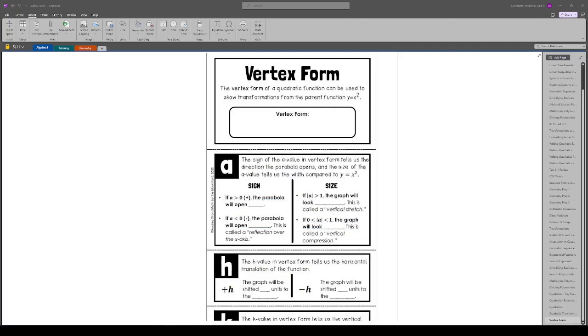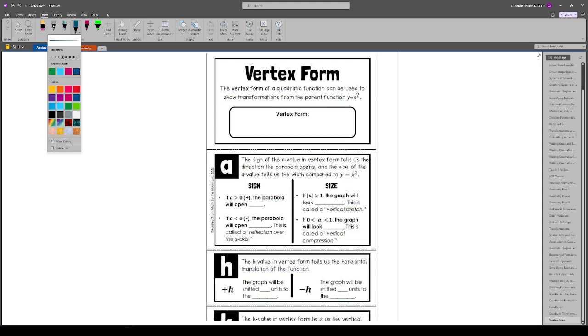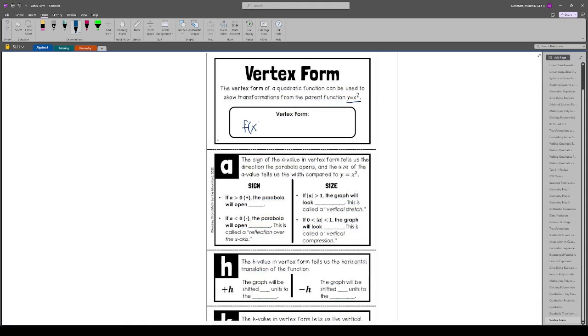In today's notes, we're formally introducing vertex form of quadratics. We got a preview of it yesterday in the notes for transformations, because vertex form is all about what transformations have happened relative to the parent function y equals x squared. Vertex form is written as f of x, or y, equals a times (x minus h) squared plus k.